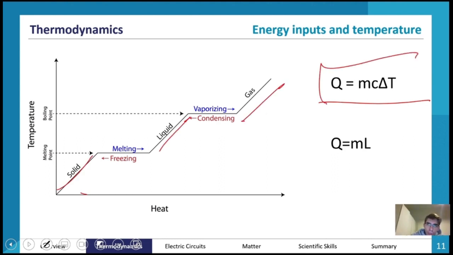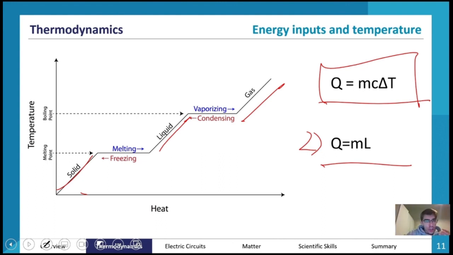So this equation is used when we're trying to identify how much energy an object is absorbing while it is maintaining the same state, the same physical form. Whereas the second equation here, with the latent heat of fusion or vaporization, is the amount of energy that an object is absorbing while changing states, but the temperature isn't changing.